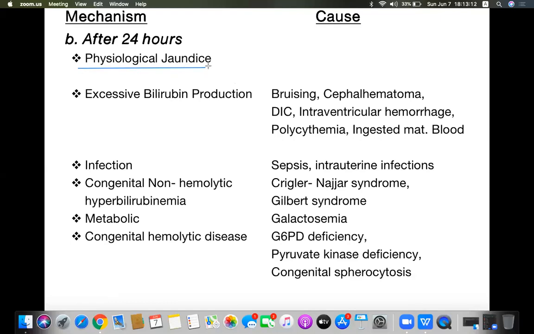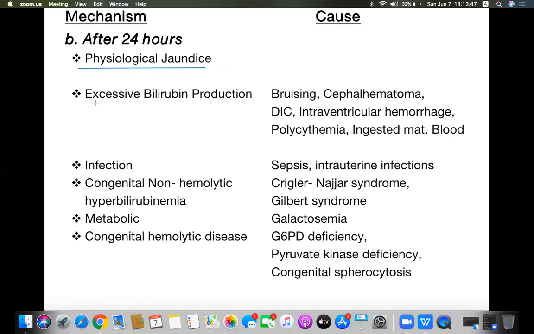Almost two-thirds of babies after birth develop physiological jaundice. Physiological means we don't need to be scared of this. But if it is very high, we need to measure the bilirubin level. If that bilirubin level is more than 15 milligram per deciliter, we need to admit that baby in the hospital for phototherapy. If it is lesser than that, you don't need to do anything. Just ask the parents to expose the baby to sunlight. The sunlight will decrease the jaundice.